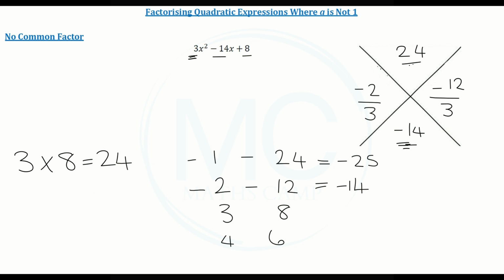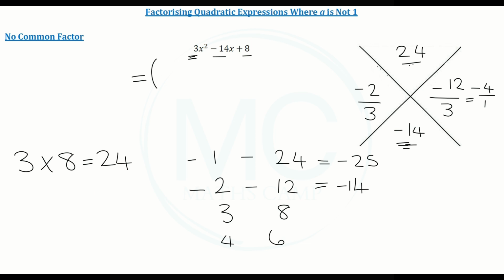Now we simplify. -2 over 3 cannot be simplified anymore, so we leave it as such. -12 over 3 is actually -4 over 1. So now we can fill in our brackets.